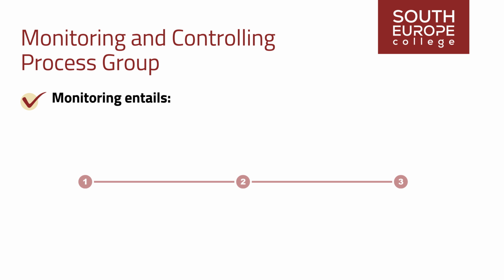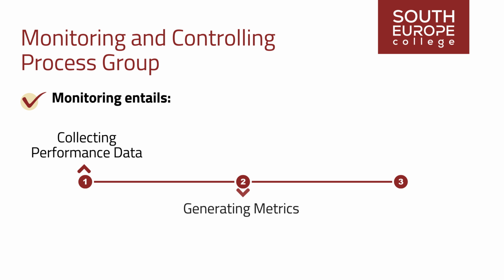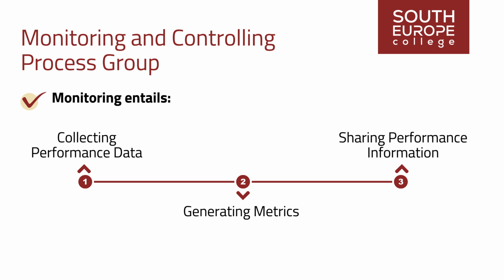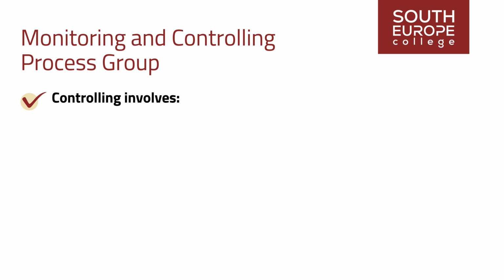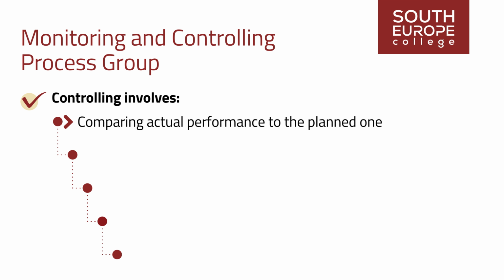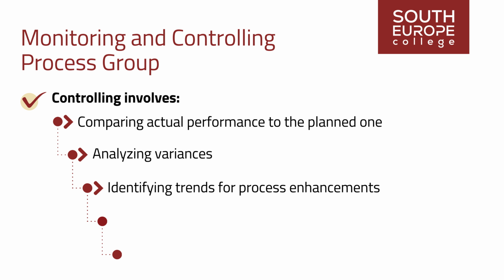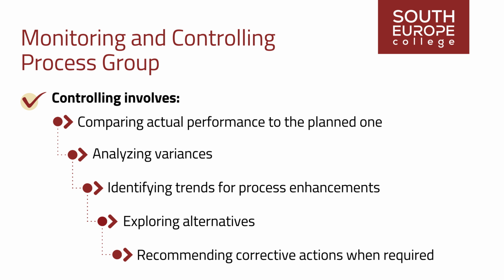Monitoring entails collecting performance data, generating metrics, and sharing performance information, while controlling involves comparing actual performance to the planned one, analyzing variances, identifying trends for process enhancements, exploring alternatives, and recommending corrective actions when required.